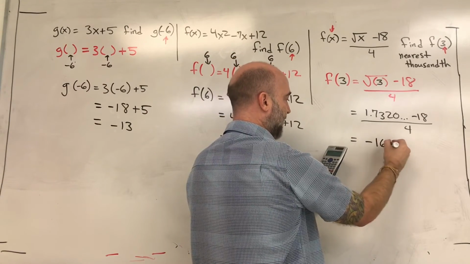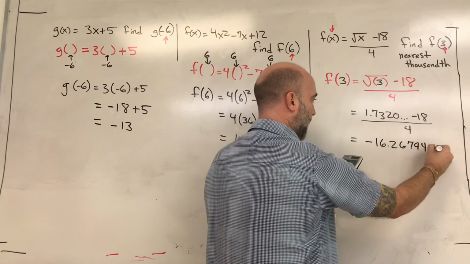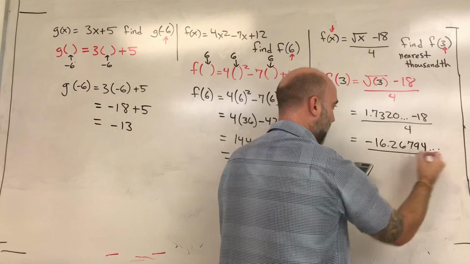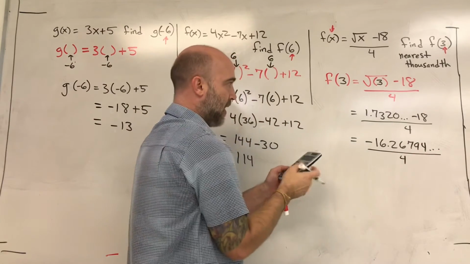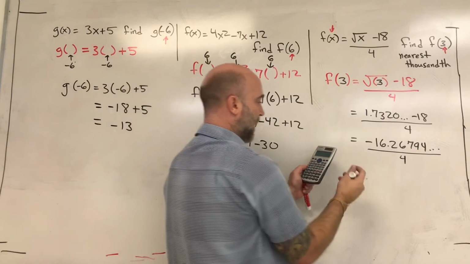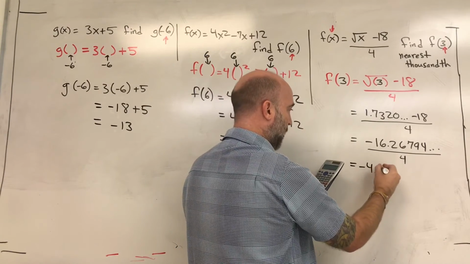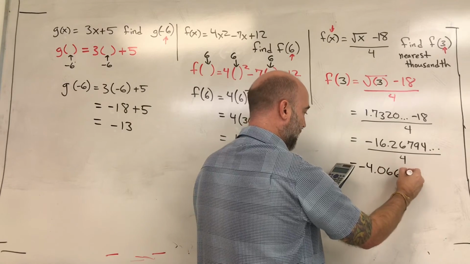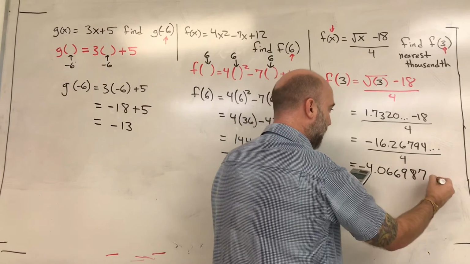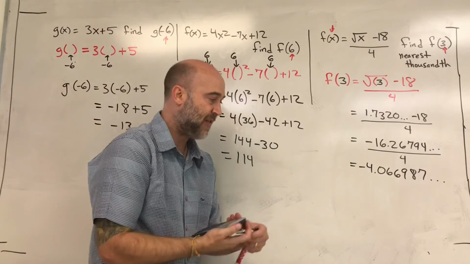negative 16.26794... divided by 4. And then I'll go ahead and divide by 4. And I get negative 4.06667... Now, I'm told to round to the nearest thousandths.